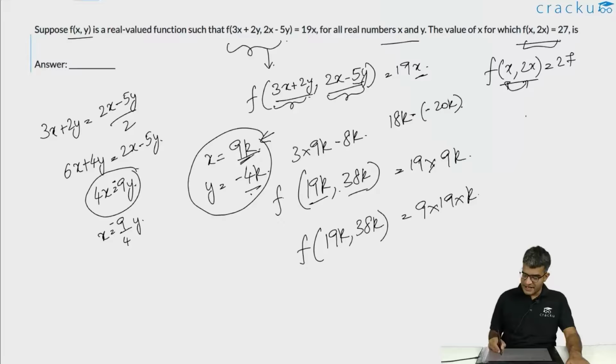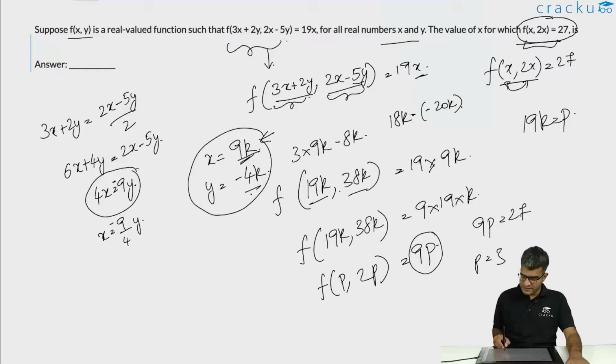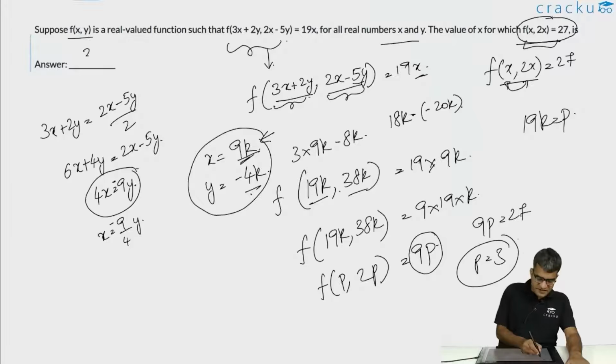Now if you assume that 19k is a parameter p, then the value of f of p comma 2p is equal to 9p. Now we want f of x comma 2x to be equal to 27. That is, we want 9p to be equal to 27, or we want the value of p to be equal to 3. So the answer for this question is 3.